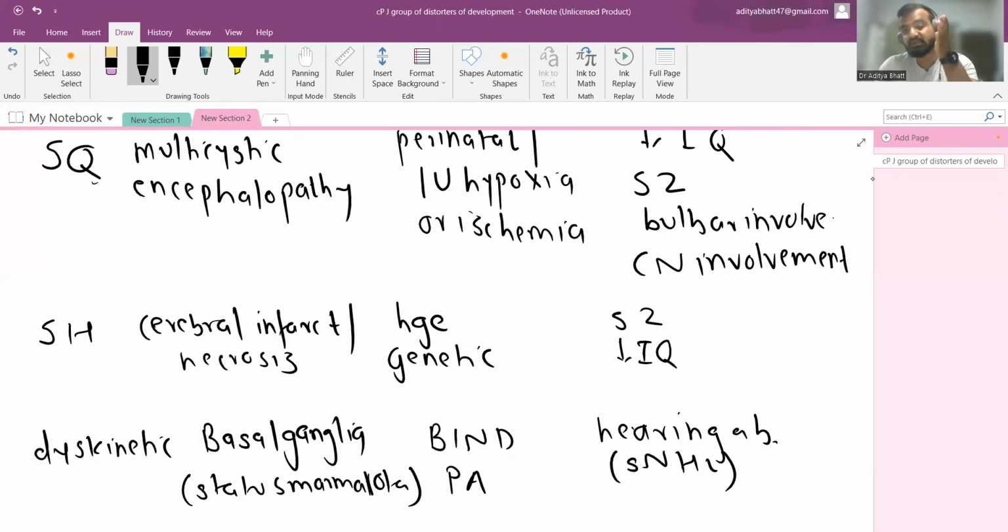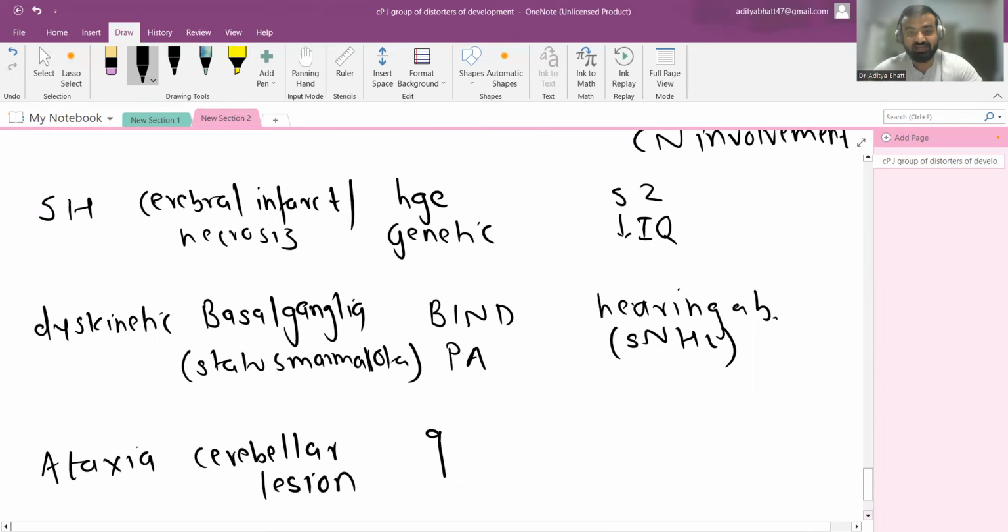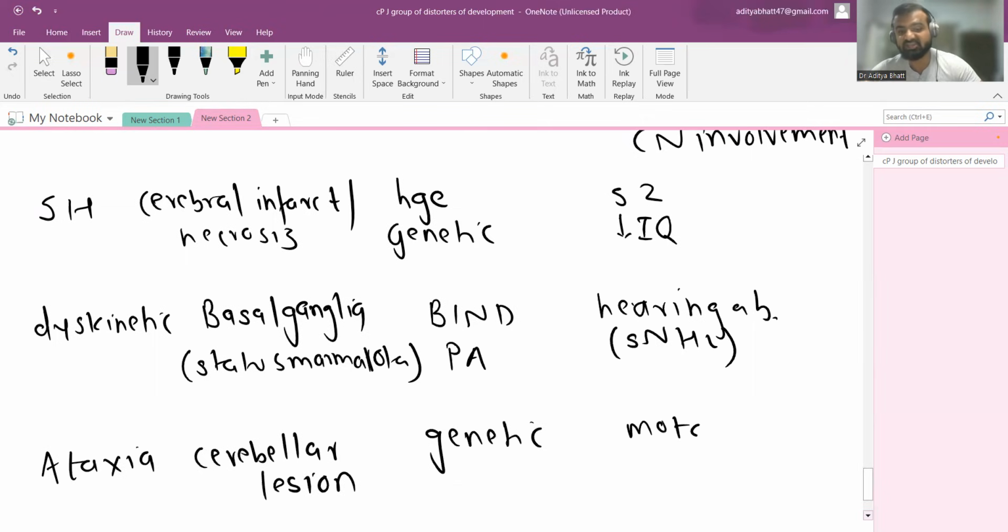Vertical gaze palsies might also be seen with basal ganglia involvement, and there will also be associated teeth abnormalities, or the teeth will be abnormal in the patients. And the last one is ataxic, and it is due to cerebellar lesion. The most common cause of cerebellar lesions is genetic. And it leads to motor delay because the patient is atonic. That is why there is motor delay.